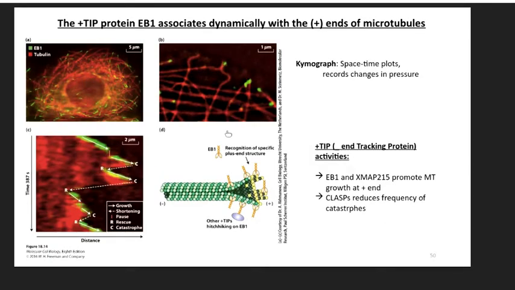Plus tip proteins, or plus end tracking protein activities. What is important here is that other plus tip proteins actually hitchhike on EB1 proteins. So EB1 and XMAP215 both promote microtubule growth or polymerization at the plus end. CLASPs are the second type, which reduce the frequency of catastrophes and also help in polymerization.